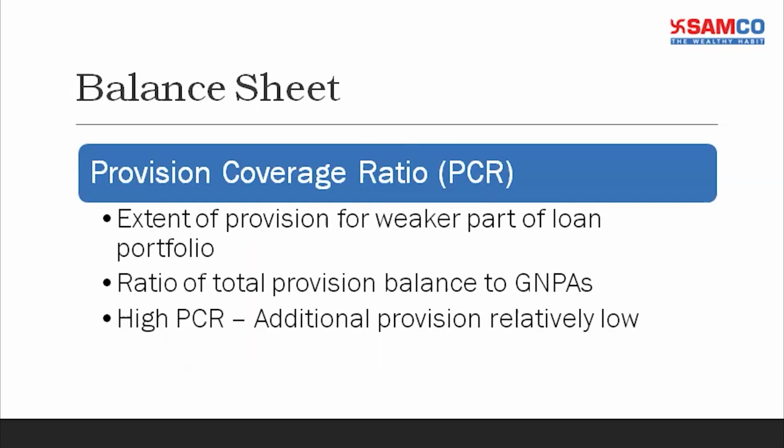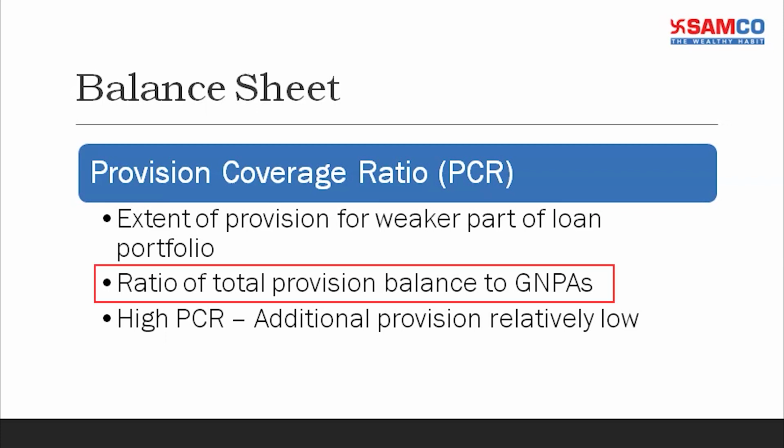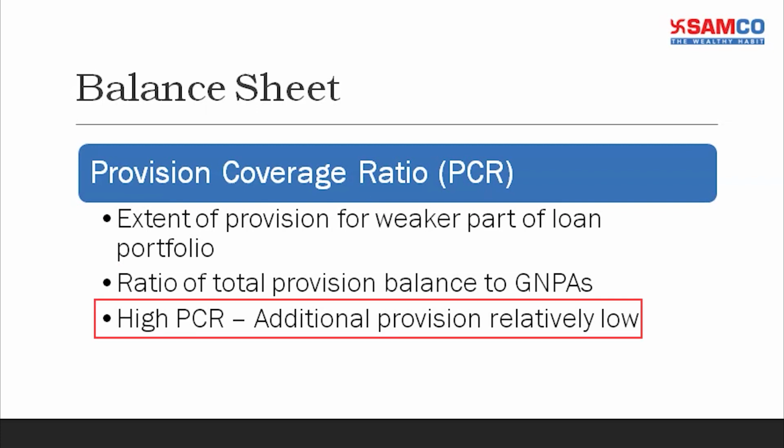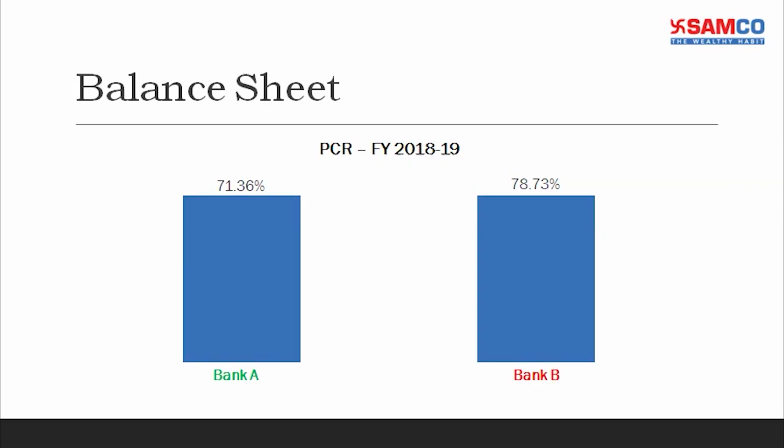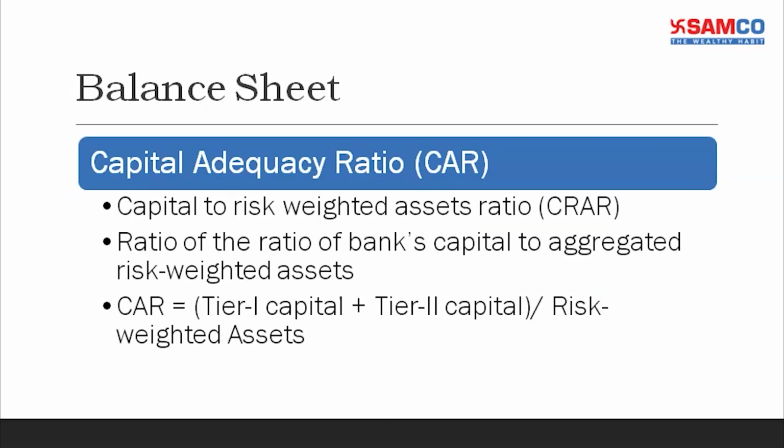Coming on to provision coverage ratio. Provision coverage ratio indicates the extent to which a bank has provided for the weaker part of its loan portfolio. Now this ratio is calculated as the total provision balance of the bank to the gross non-performing asset. So when the provision coverage ratio is high, it suggests that additional provisions to be made by a bank in coming years would be relatively low. Now, Bank A's provision coverage ratio stands at 71.36%, whereas Bank B's PCR stands at 78.73%. Now coming on to capital adequacy ratio.